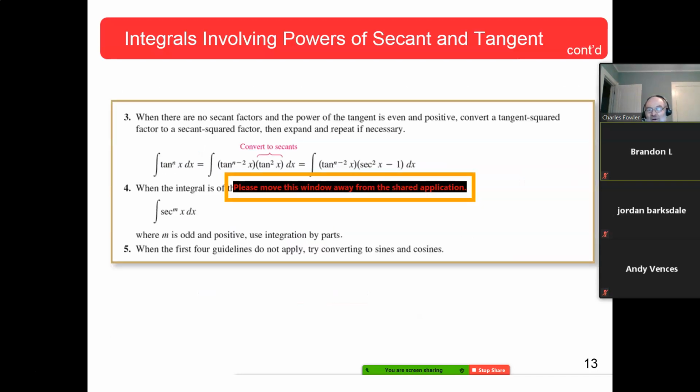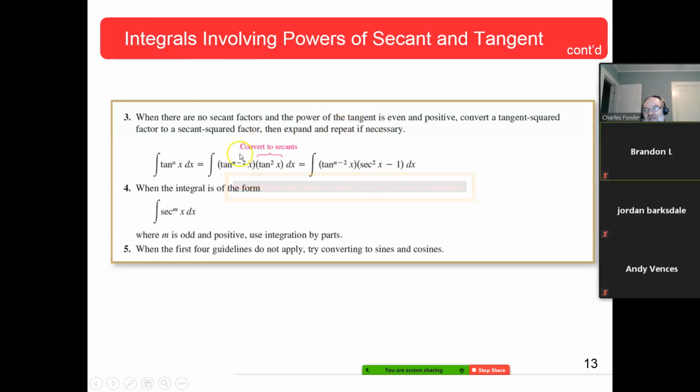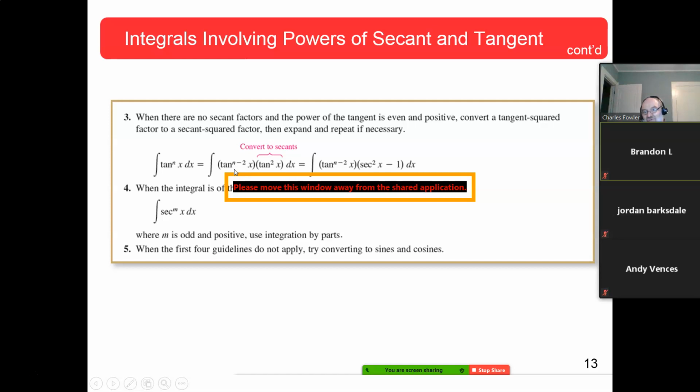So, here we go. When there are no secant factors and the power of tangent is even and positive, convert the tangent squared factor to a secant squared factor, then expand. So this is what we do if the power of tangent is even and positive. What we do is pull out one secant squared, and that leaves you secant to the n minus 2, tangent, pull out a tangent squared, that leaves you a tangent to the n minus 2.